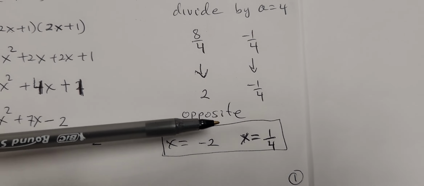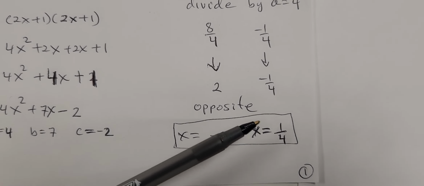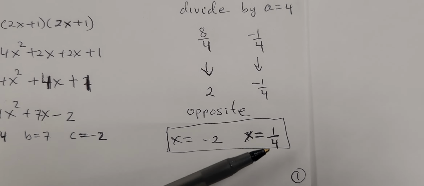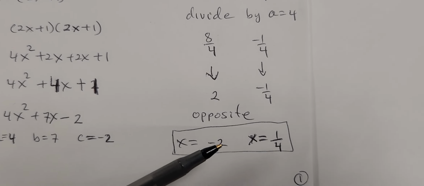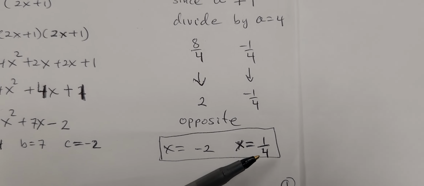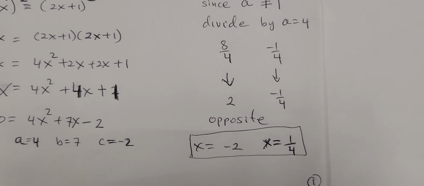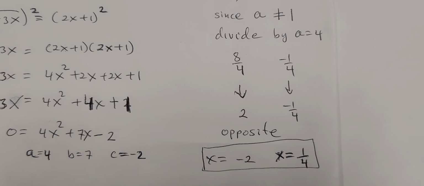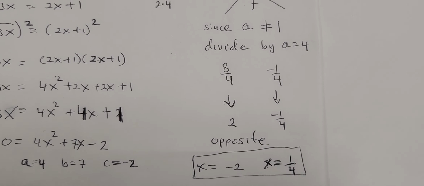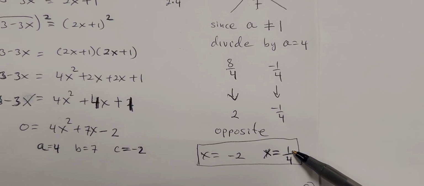Again, make sure you take the opposite. So this is our answer, -2 and +1/4. However, we have to check which one of these is true and which one of these is false. Okay, so we have to check each answer. So let's do the -2 first and then the 1/4.